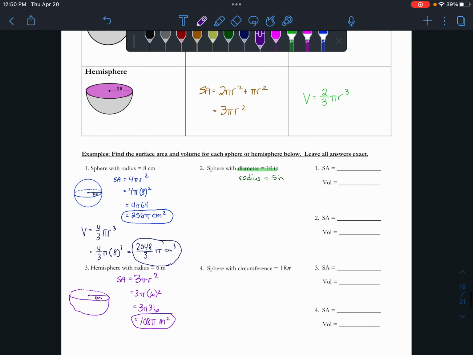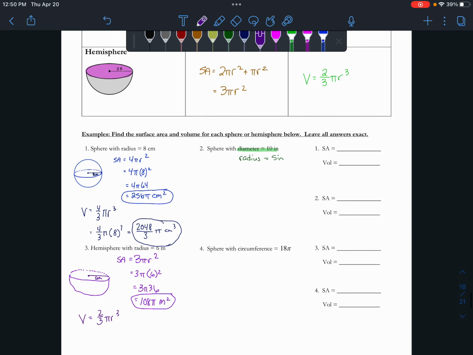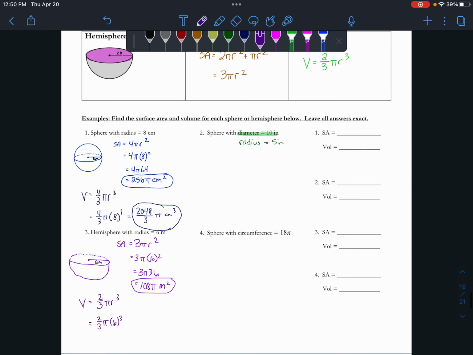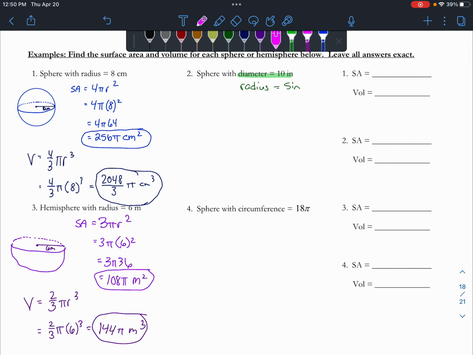For volume, we have our own little formula again. 2/3 pi r cubed. Plug in your radius of 6. More calculator problems very likely from this one. You would end up with a final answer of 144 pi meters cubed for that one. Number 4, the only difference that I give here, again, is you need the radius for spheres or hemispheres. It's the only measurement that you really need. I unfortunately did not give that to you.